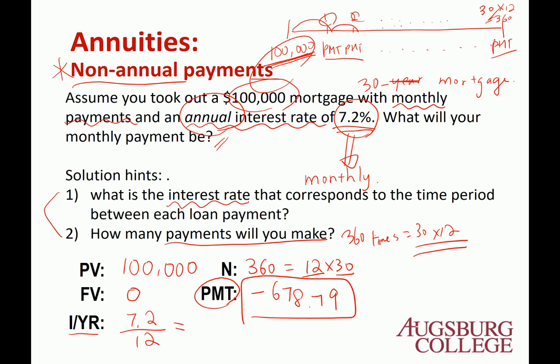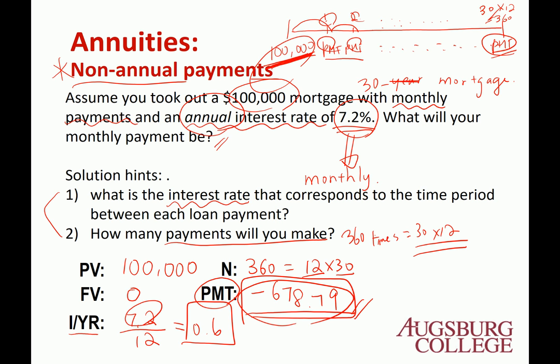So what does it mean? It means that now this is negative because you pay for it, right? You pay for this amount. So you receive $100,000 when you take out the loan, and you pay $678.79 each month for 360 times. You are paid off, and the interest rate is now 7.2% annually and 0.6% monthly.